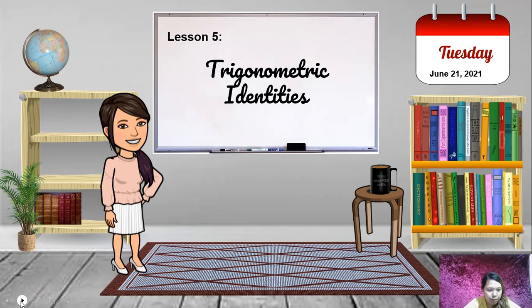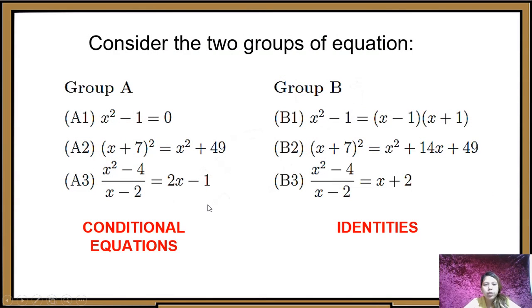Okay, let's consider these two groups. We have group A and group B. Group A here is the conditional equation wherein some values of x will satisfy our equation. That's why this is called conditional equation, because it's conditional. There is a certain condition for the equation to be true. While in group B, these are identities, because whatever value of your x, it will still satisfy our equation.